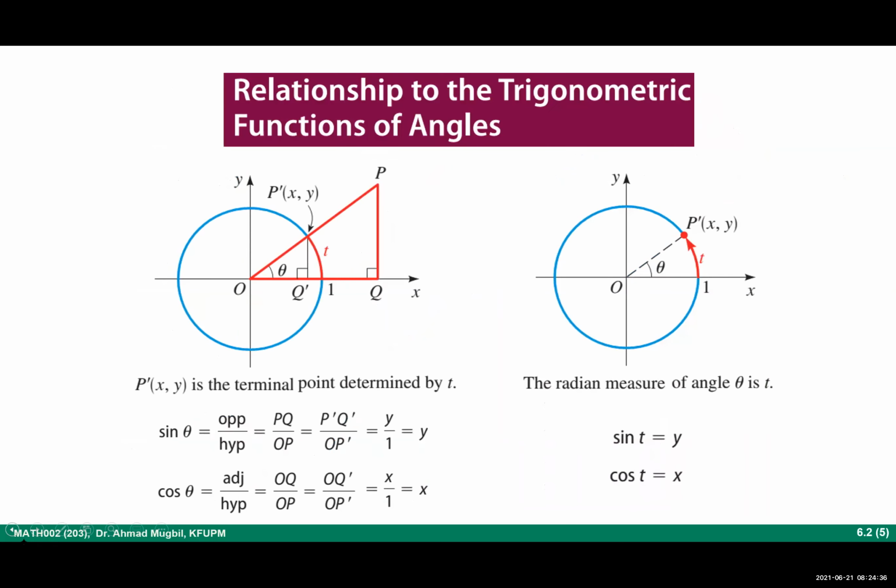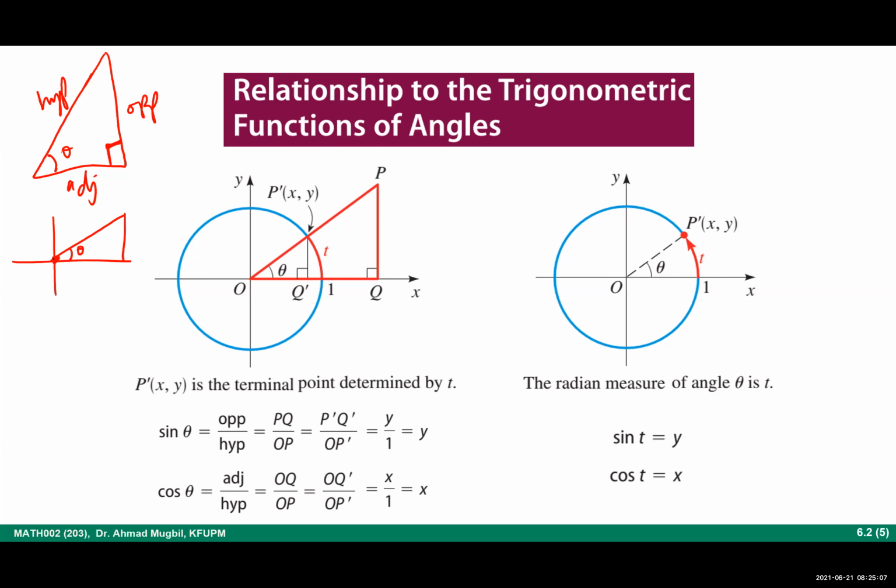But the idea is still the same. So what was the idea, ya shabab? Basically, we started with a triangle. Do you remember? We started with any right triangle, and this is the angle theta. This is opposite, this is hypotenuse, this is adjacent. Then what we did, we put this triangle in the standard position. We put theta in the standard position.